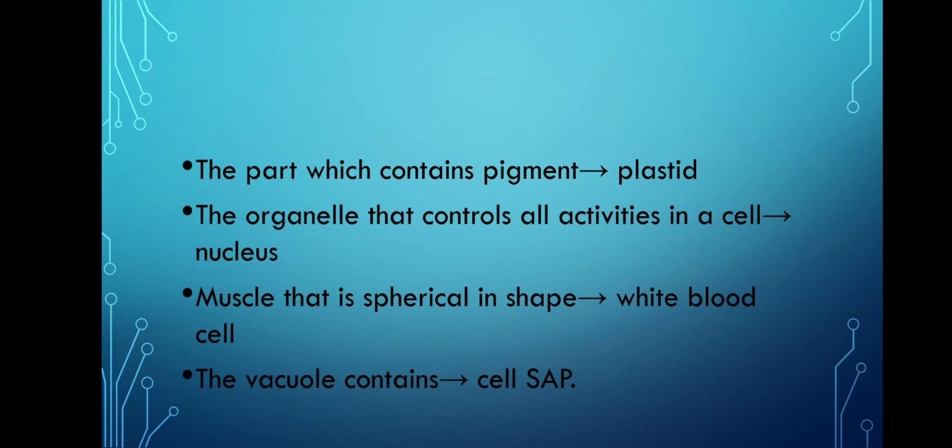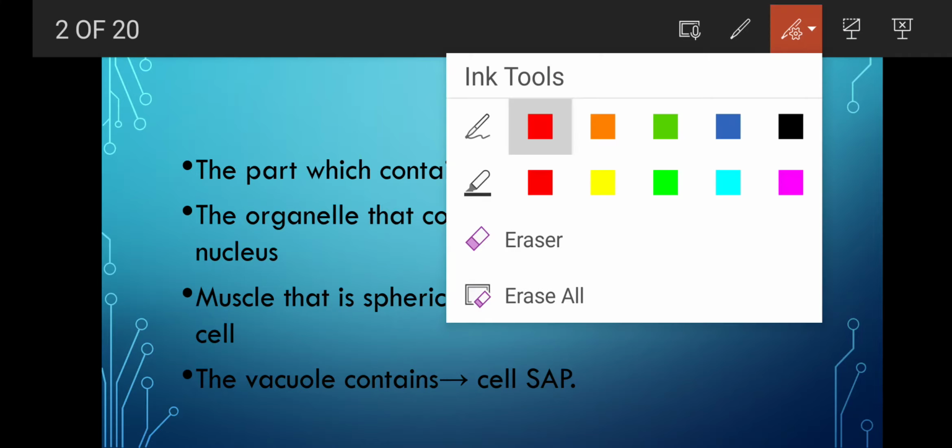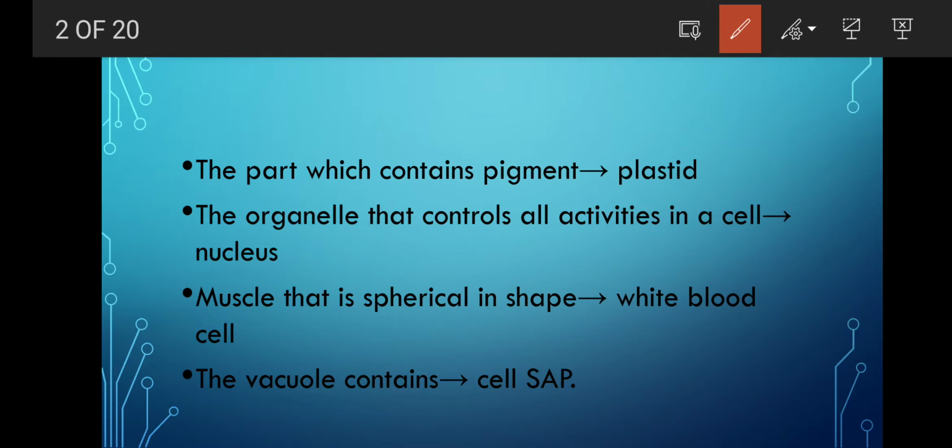Okay? So the question is, the part which contains pigment is called what? Plastid. Okay, so the part which contains pigment is called plastids. Then the organelle that controls all activities in a cell, it is what? Nucleus. While discussing, I have said also that the nucleus is called the brain of the cell. Okay, because it controls all the activities of a cell.